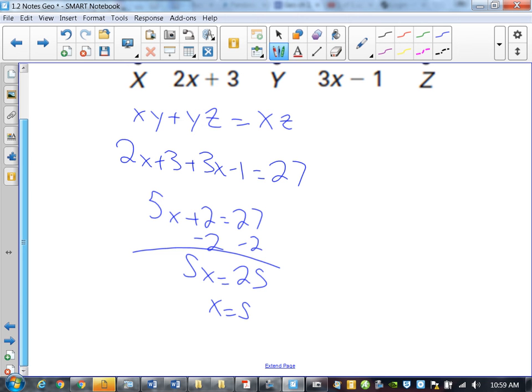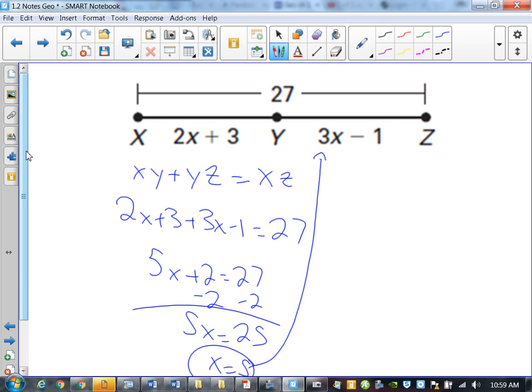Yeah, don't forget that. Remember, it's going to happen all the time. You can find x, go back up top then. What's 3 times 5? 15. Subtract 1? 14. So you have 3 times 5 minus 1 is 14. Double check YZ real quick because the math is really easy. What's 2 times 5 plus 3? 13. And 13 and 14 add up to equal 27?